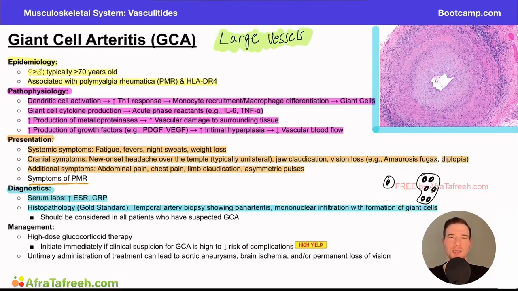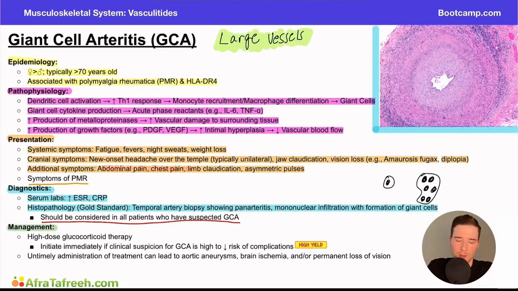And we see these giant cells in a variety of different conditions. But giant cell arteritis is a key one that we need to know about in terms of vasculitides. Keep in mind, these can also be seen in other chronic inflammatory conditions such as sarcoidosis, Crohn's disease, rheumatoid arthritis, or in some infectious diseases such as leprosy or tuberculosis. Now, it's important to note that biopsy should be considered in all patients who have suspected GCA. But wait, there's one thing we have to consider, and we're going to talk about it right now with the management.